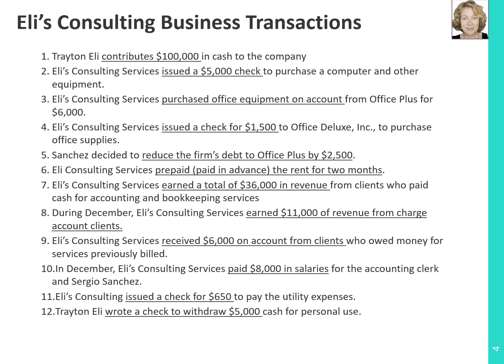Aside from the $100,000 business transaction, there are other business transactions for Eli's Consulting, and in all, we have 12 transactions to analyze. Small businesses may only have a few transactions in a day, whereas larger businesses have thousands or even tens of thousands of transactions in a day. I won't read each transaction now, but we'll cover each one of them in this video.